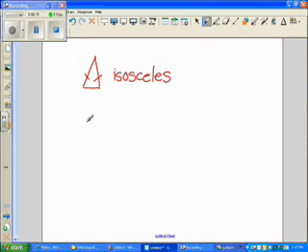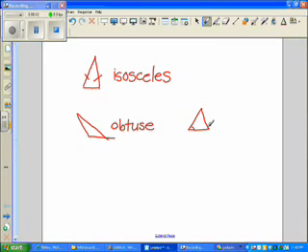We also may have a triangle that has one angle that is larger than 90 degrees, and that is called an obtuse triangle. And all of the other angles that are less than 90 degrees are acute angles. And when we have our equilateral triangle, all of those angles are less than 90 degrees, so they are acute.